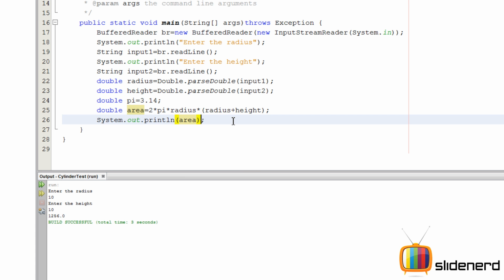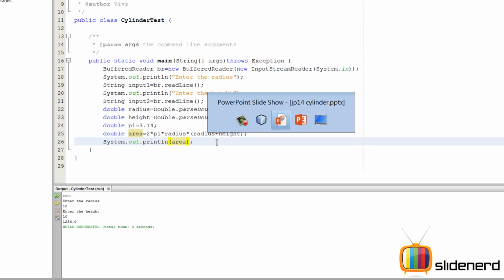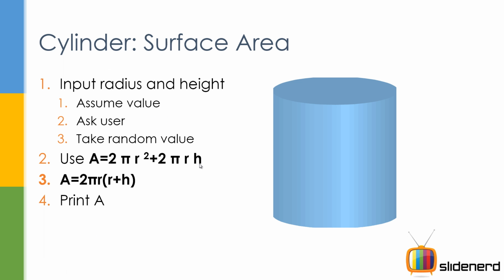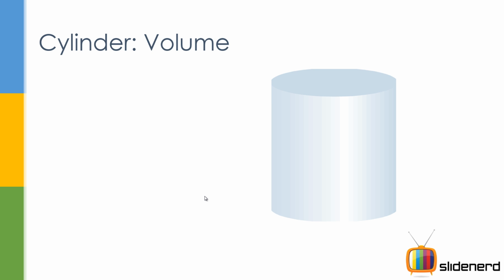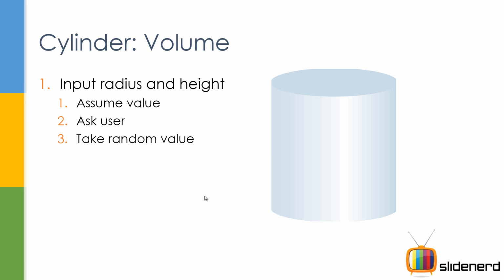Now let's go to the volume of the cylinder. Let's get this over with. So now the volume is the same stuff. You have input. There are three things you can do: assume the value, ask the user, or take a random value. You use the formula V is pi r square h. Pretty simple compared to the last formula, right? And then we simply print it. Let's do this.